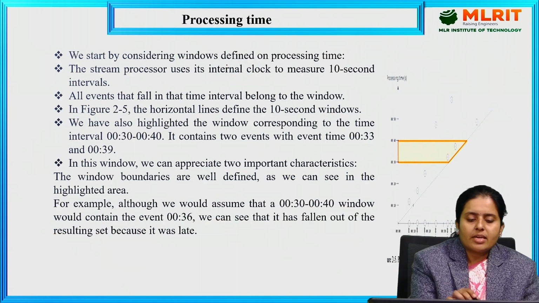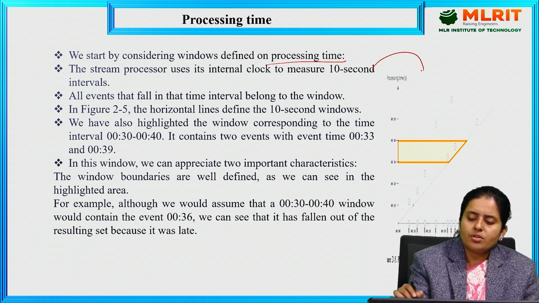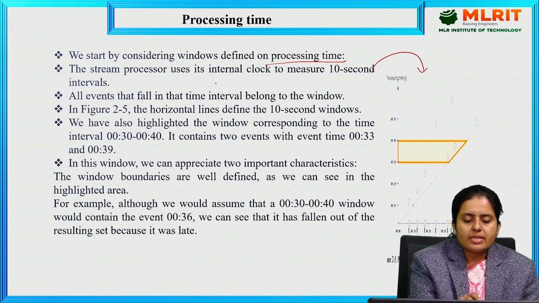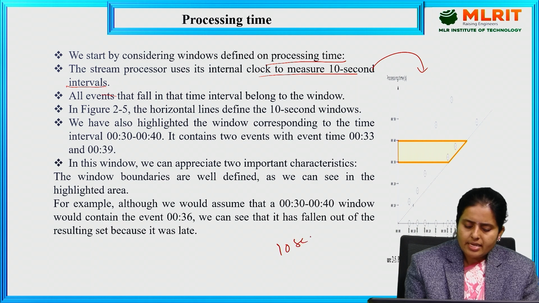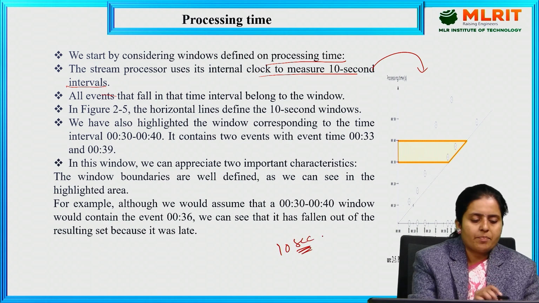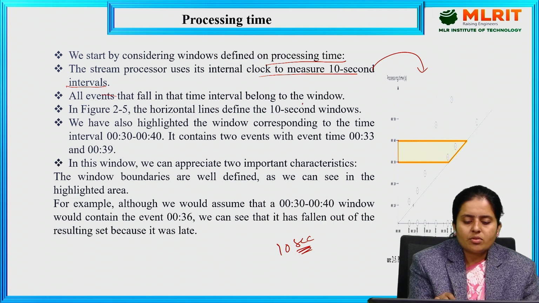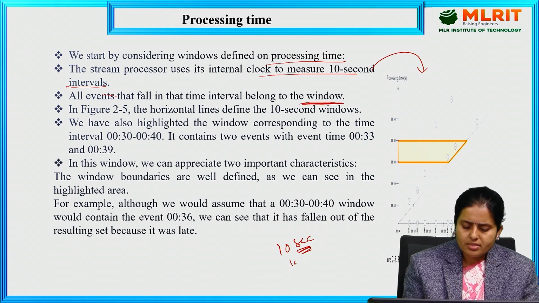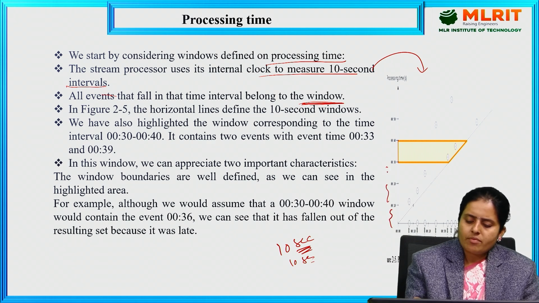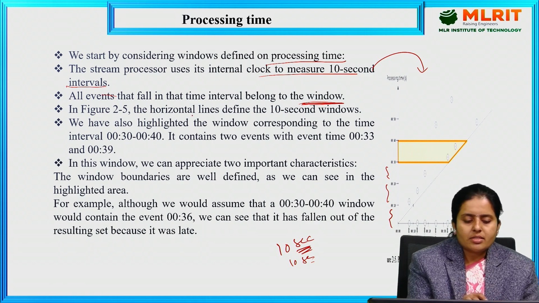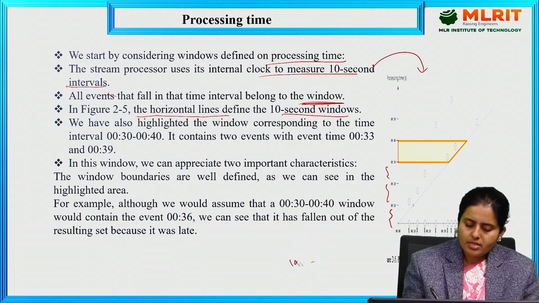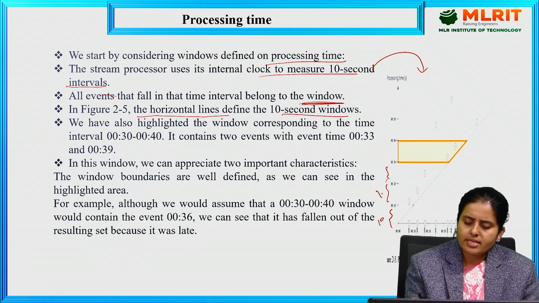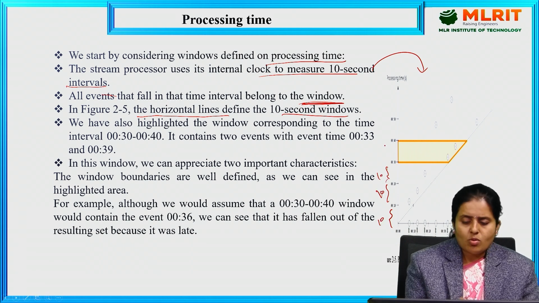We start by considering windows defined on processing time, with respect to this diagram. The stream processor uses its internal clock to measure a 10-second interval. All events that fall in that time interval belong to the window. With a 10 seconds gap, each interval is called a window. The horizontal lines define the 10 seconds windows, 10 seconds, 10 seconds, and so on.